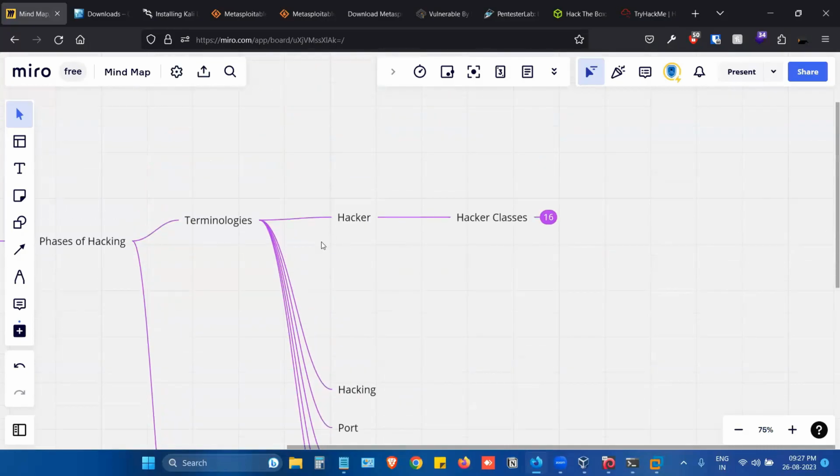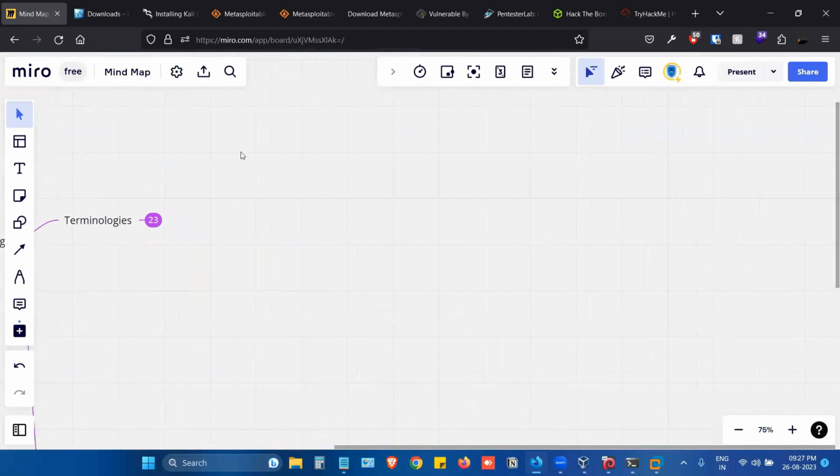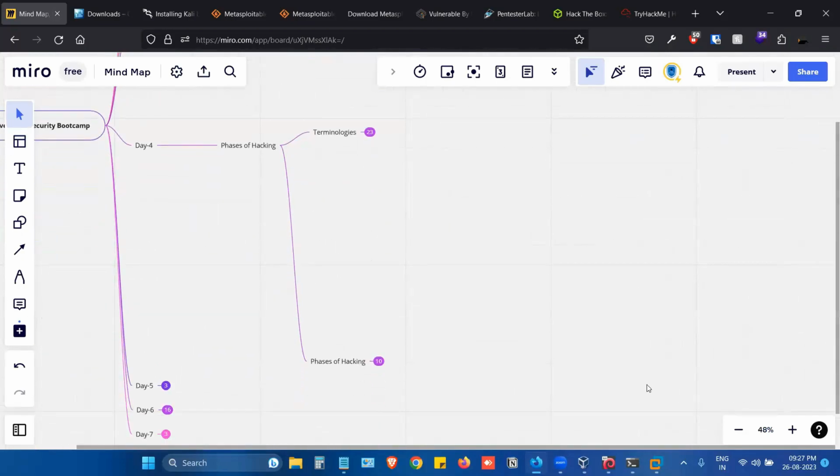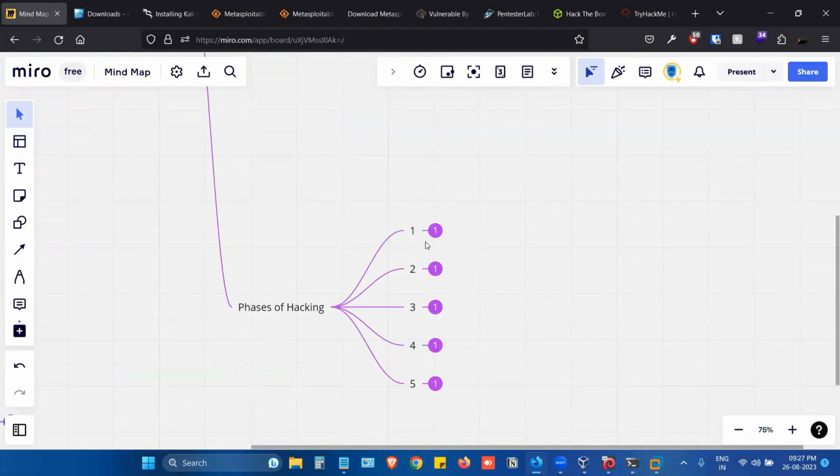So let's close the terminology part. We are done with this. Now let's move to the next part, our phases of hacking. Let's start one by one. For the phases of hacking, we have 5 steps. The first step is information gathering, also known as footprinting. In this, we are going to gather information about the target.